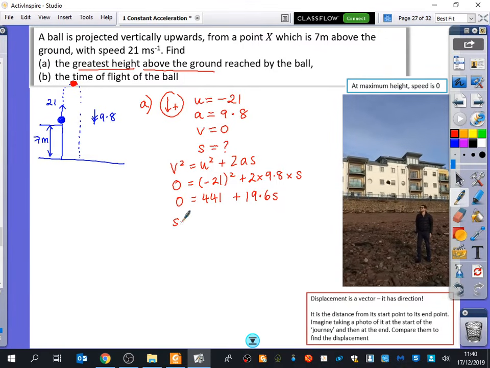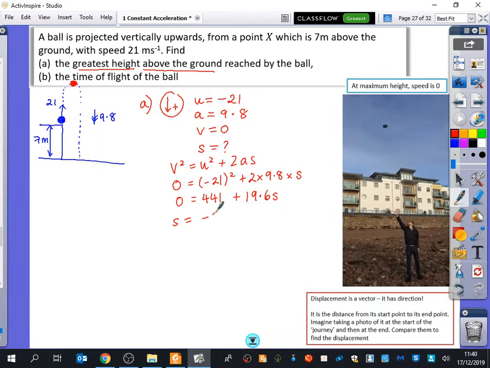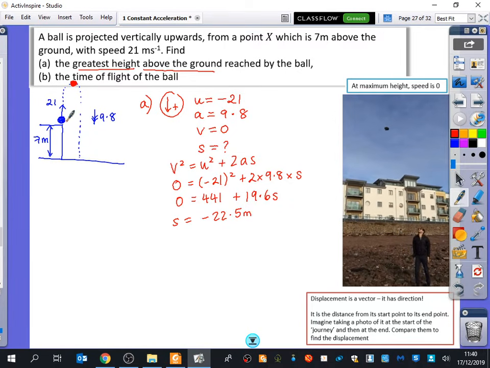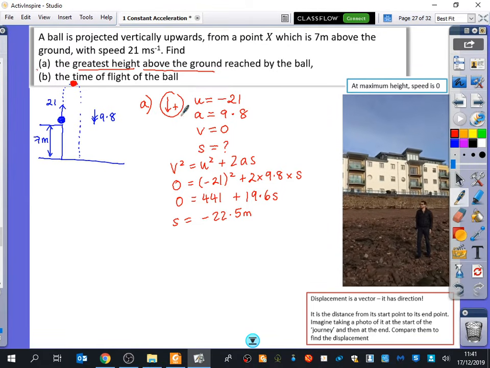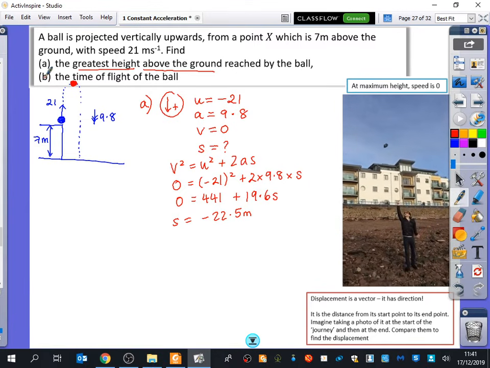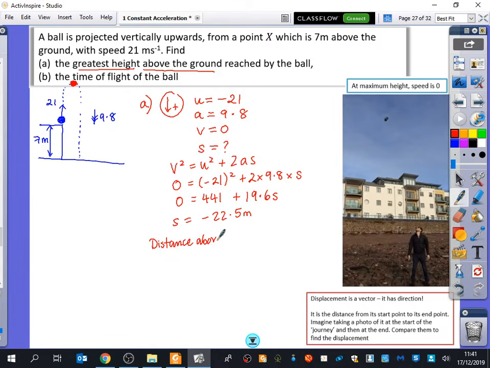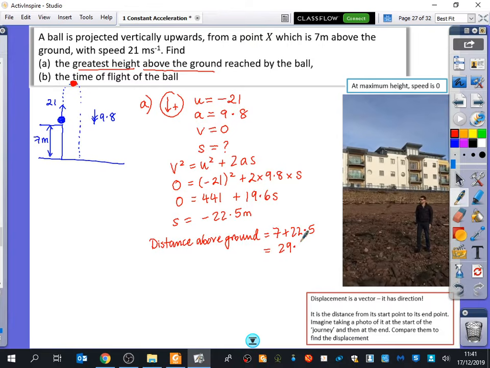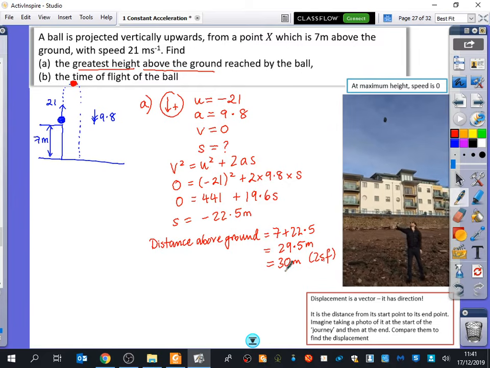So when you solve this, you get that S is equal to 441 divided by minus 19.6. You get S is minus 22.5 meters. Now remember, minus 22.5 meters, it's saying it's going 22.5 meters in the negative direction. Well, if that's the positive direction, it's going 22.5 meters like that. So the distance above the ground will be 7 plus 22.5, which is 29.5 meters, which is 30 meters to 2 significant figures.